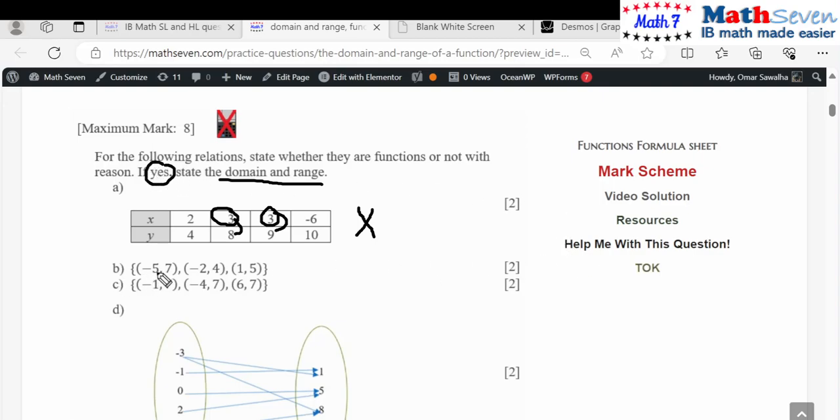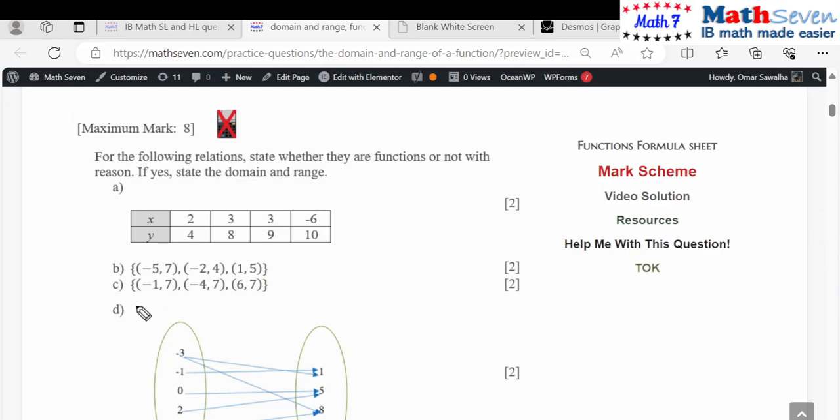Now the second one, look at -5, it's connected with 7. -2 is connected with 4. And 1 is connected with 5. So the domain is not being repeated, and every value in the domain is connected with a value in the range. So that means the domain is -5, -2, and 1. That's the domain. And the range is 7, 4, and 5.